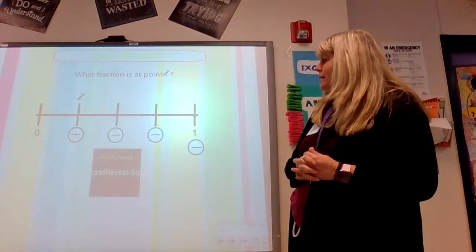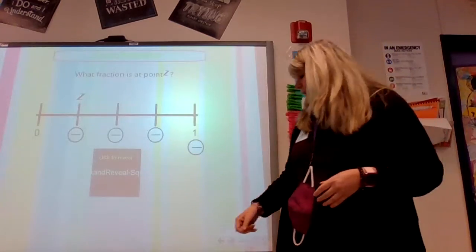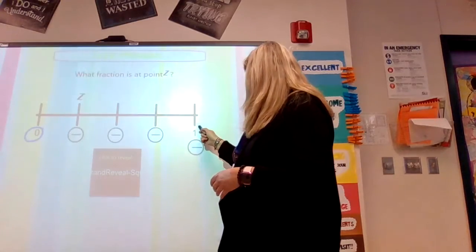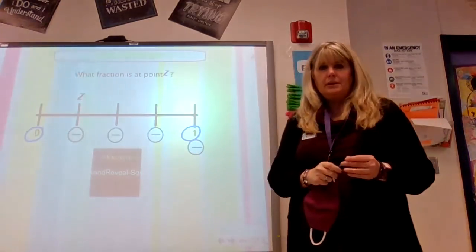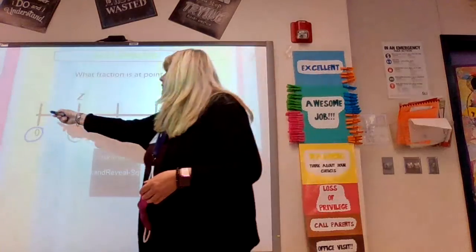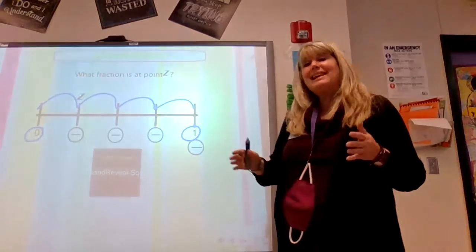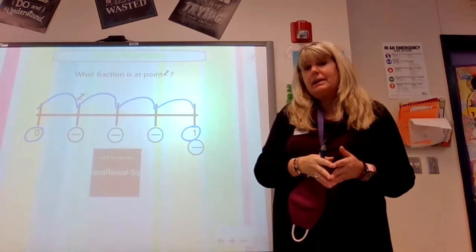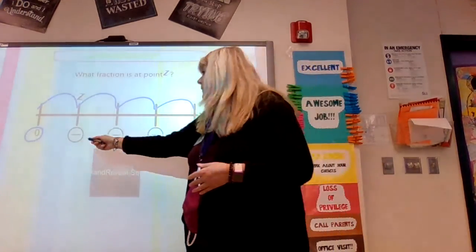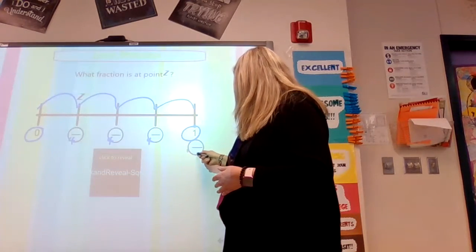What fraction is at point Z? Okay, what's the first thing we have to do? Well, let's find our benchmarks. The fraction is between 0 and 1. Okay, what's the next thing we're going to do? You're right, we're going to count our hops. So we're going to hop from 0 to 1. 1, 2, 3, 4. Okay, that tells me that between 0 and 1, it is cut into 4 pieces. Therefore, my denominator has to be 4, and that's the first thing I'm going to figure out. So I'm going to put 4, 4, 4, 4.